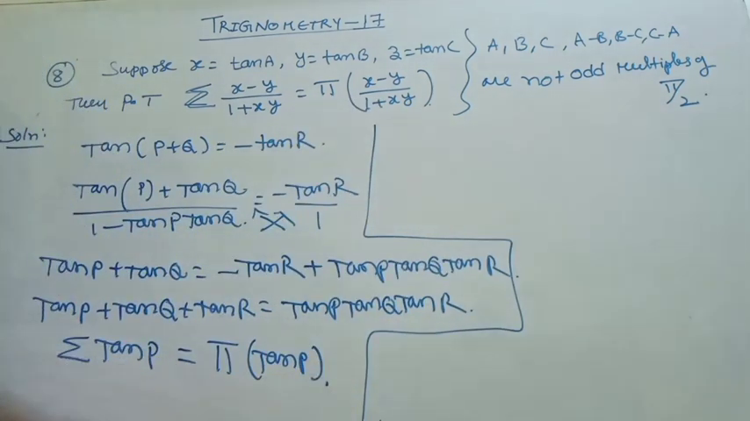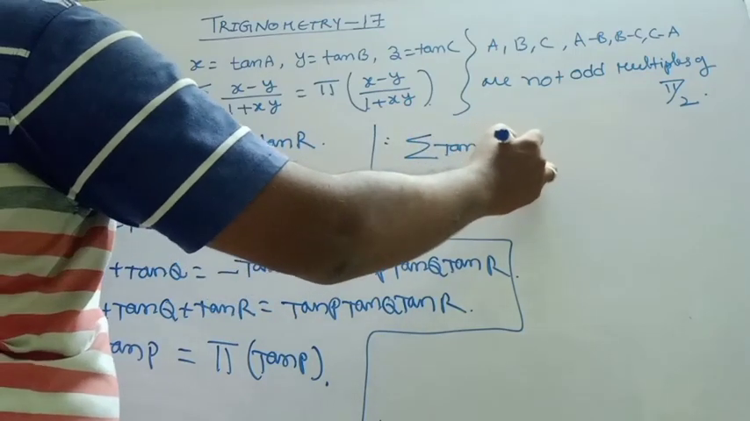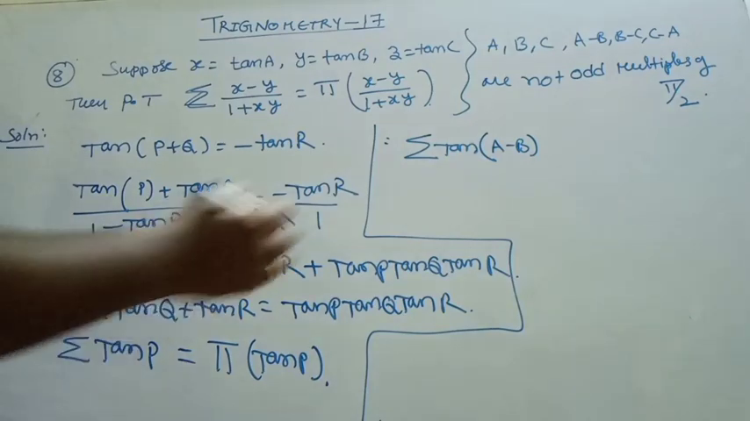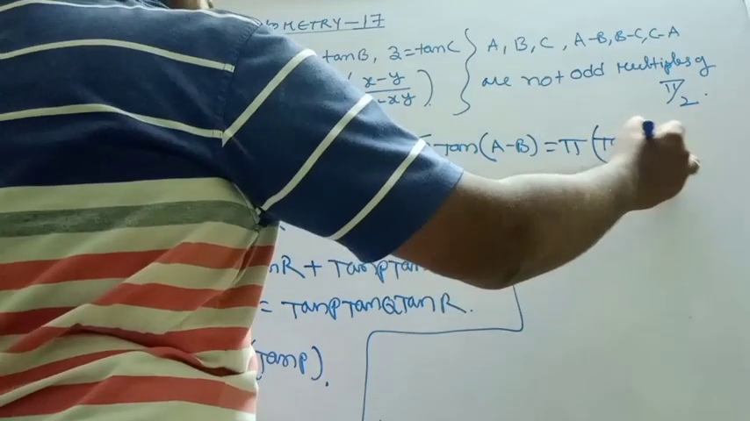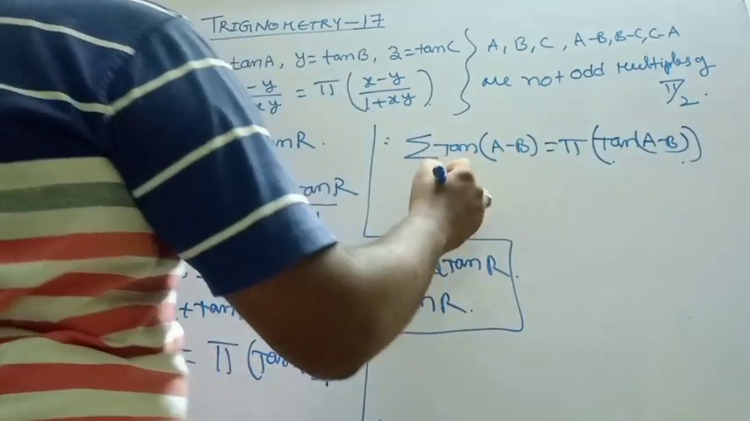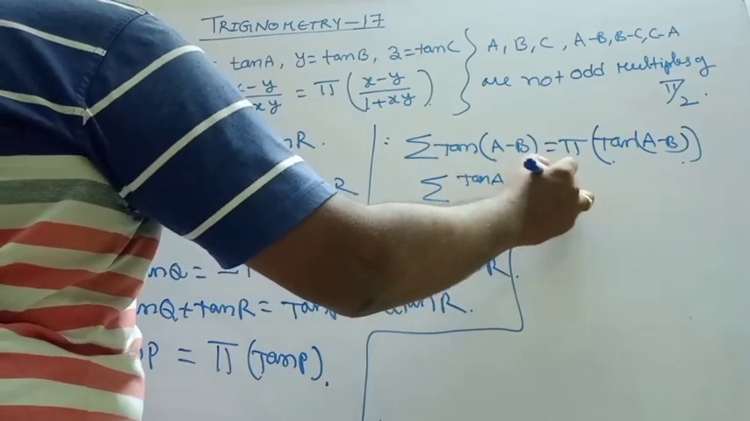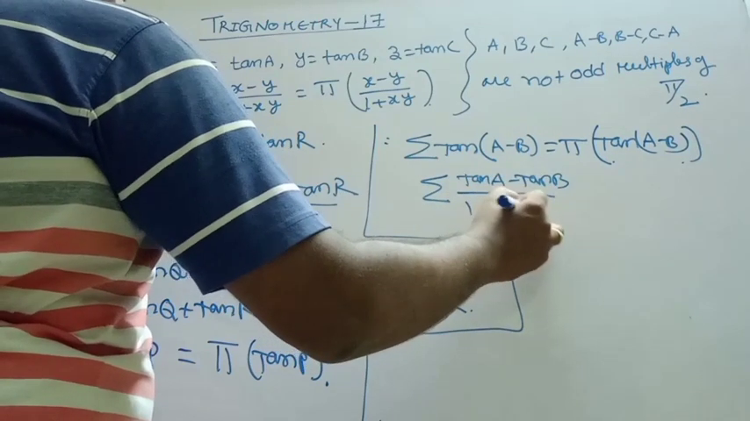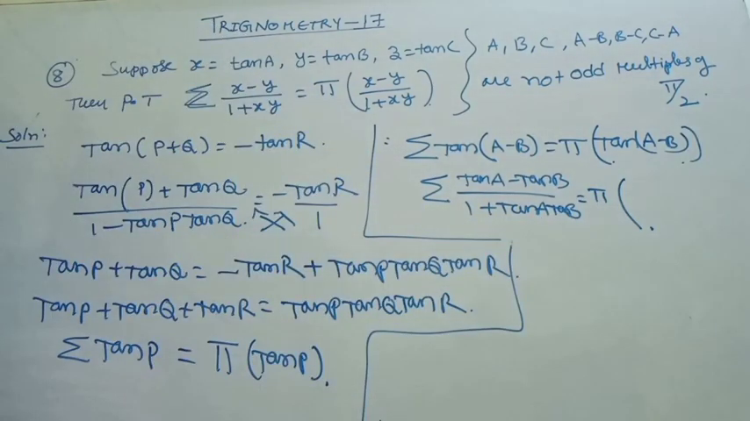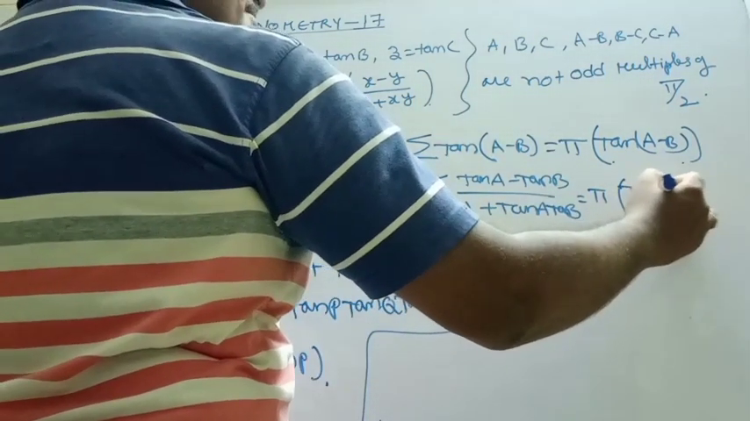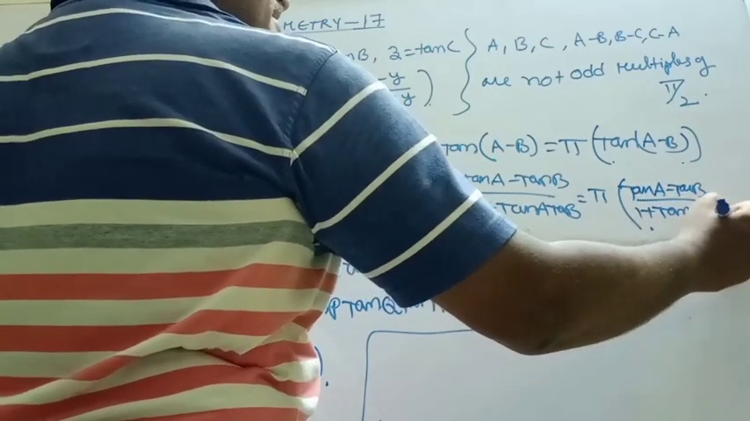Once you have written like this, sigma of tan P, where P is what we have taken, A minus B, this is equal to pi of tan of A minus B. This is nothing but sigma of tan A minus B, which is nothing but tan A minus tan B by 1 plus tan A tan B. This is equal to pi of the same thing, tan A minus tan B by 1 plus tan A tan B.